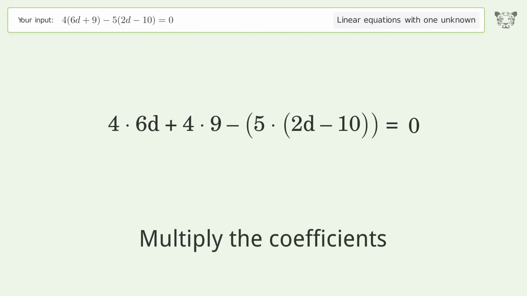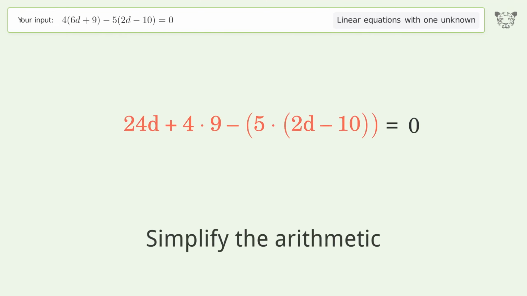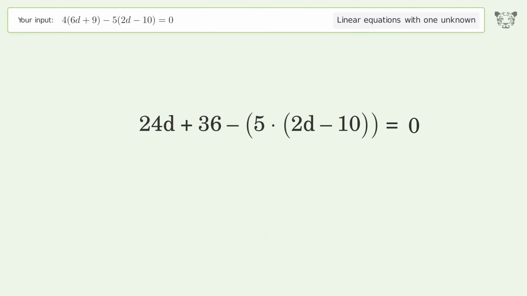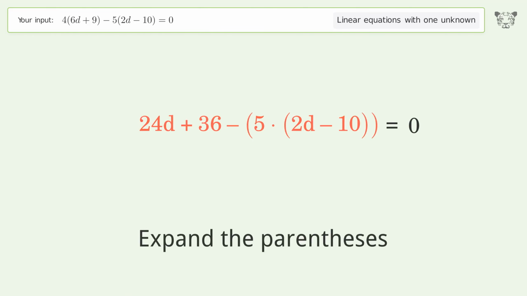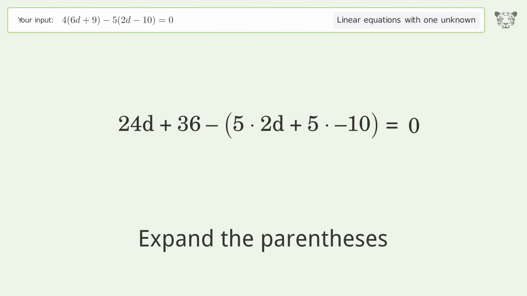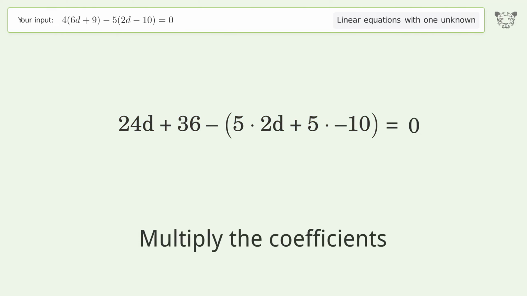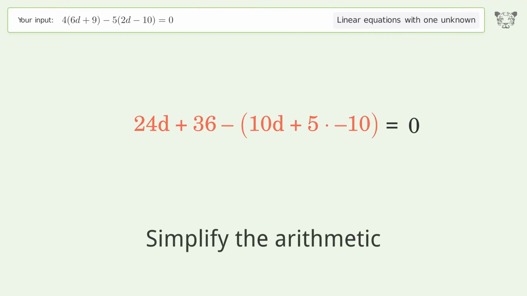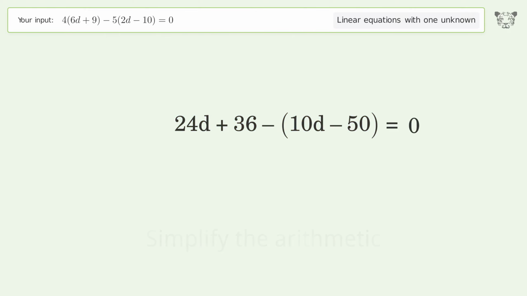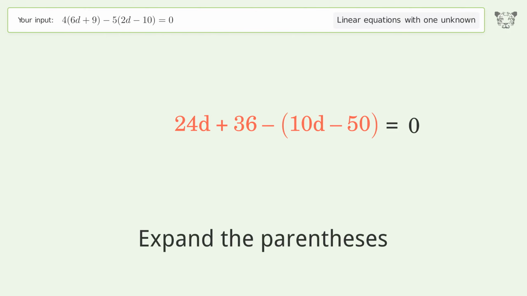Multiply the coefficients. Simplify the arithmetic. Expand the parentheses. Multiply the coefficients. Simplify the arithmetic. Expand the parentheses.